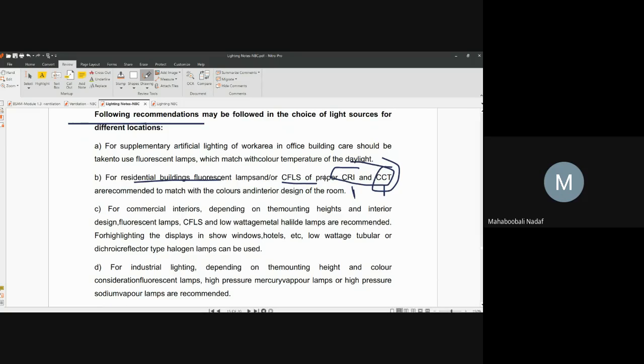Wrong. Color rendering index and color temperature. Okay, CCT. Yes. No, not this one, sir. So you were talking about the code of our branch, no? CCT. Okay. That is construction technology. Okay, no problem, no problem.